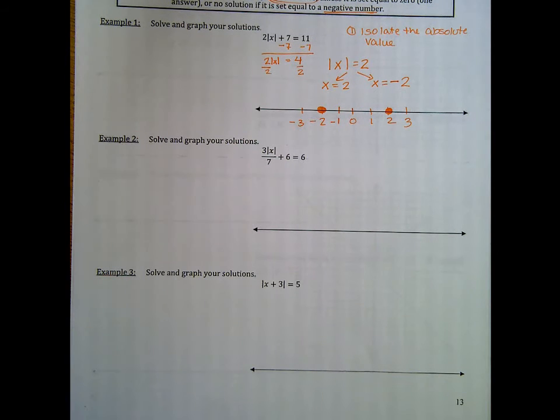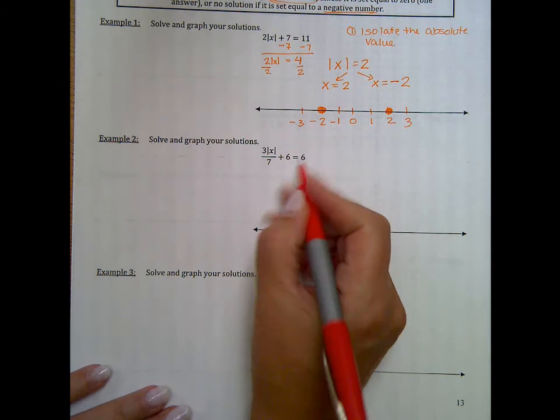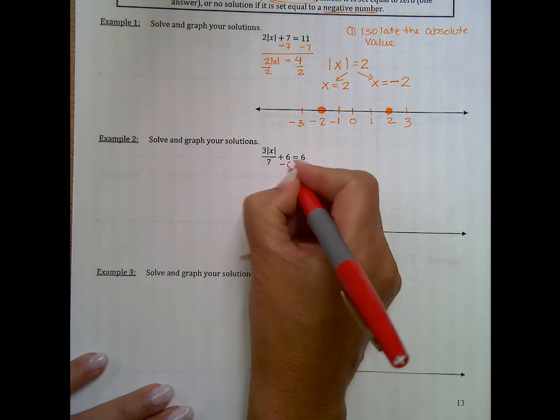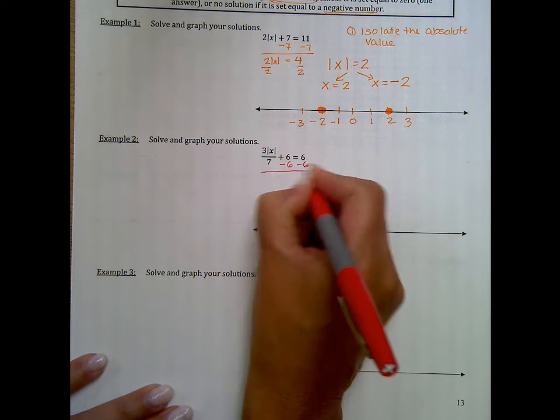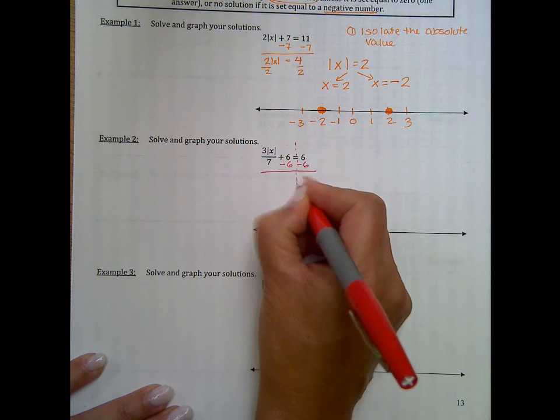Okay, so next, solve and graph your solutions. Same idea, we have to get the absolute value alone first. So what am I doing to the absolute value of x? I'm multiplying by 3, dividing by 7, and adding 6. I'm going to start by getting that 6 to the other side. Remember, this is just our little equation line here.